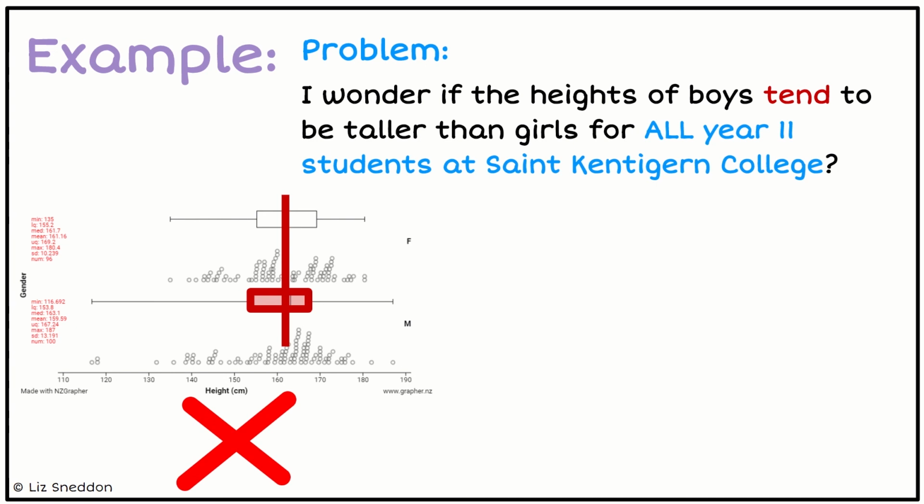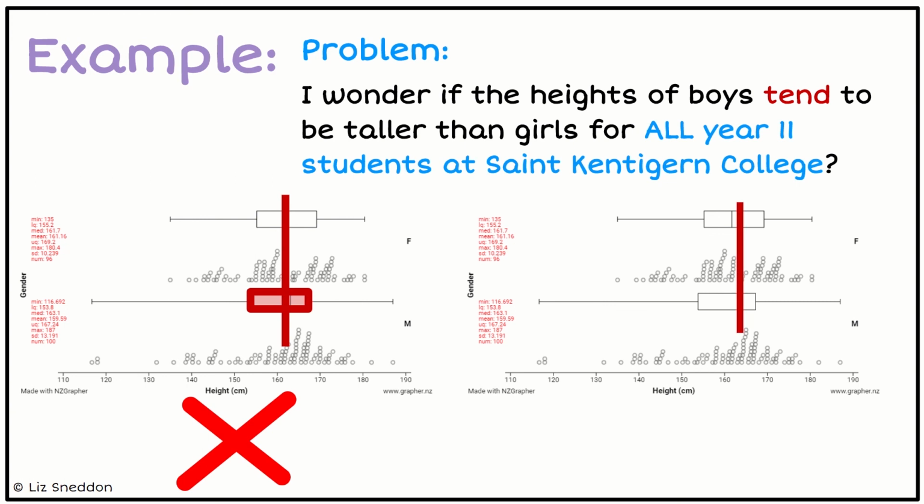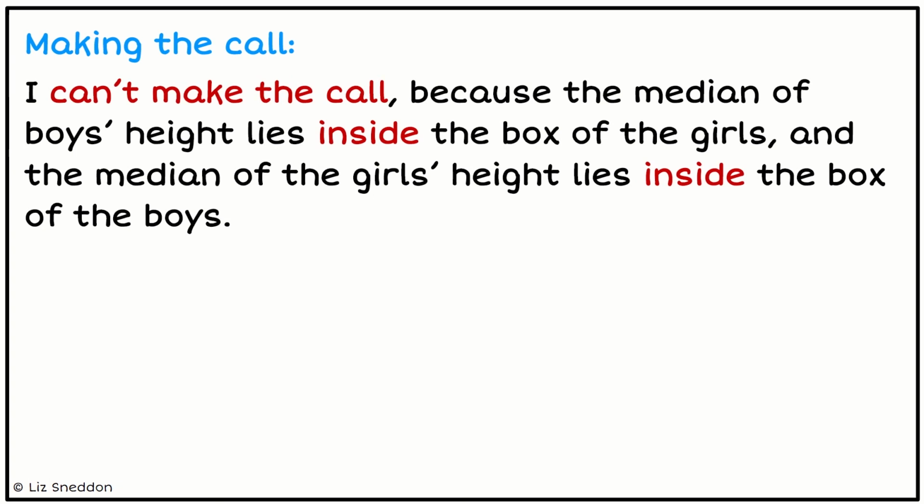Let's just double check the other way around as well. So what if I was to draw a line through the median of the males and the box of the females? Again, it cuts through. So it's not separated. So I can't make the call. So when I come to write my conclusion now, I'm first of all going to say that I can't make the call because, and this is my justification, the median of the boys' height lies inside the box of the girls, and the other way around, the median of the girls' height lies inside the box of the boys. If one of them was outside the box, then I could make the call.